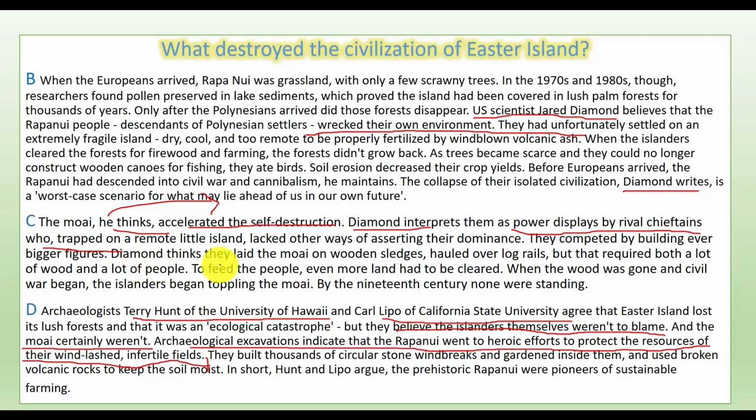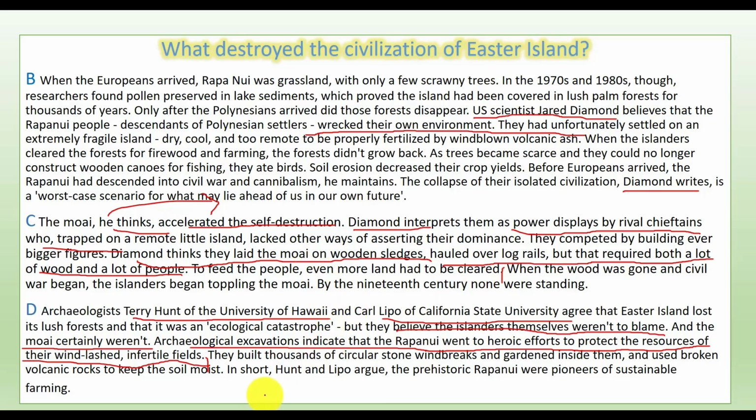Again, we have Diamond only in paragraph B and paragraph C, so it would be wise to first look at the viewpoints of Diamond and then go for the other two scientists. Diamond thinks they laid the Moai on wooden sledges, hauled over log rails, but that required both a lot of wood and a lot of people. It's about their transportation. To feed the people, even more land had to be cleared. Okay, that's enough. We don't have anything to look for in this paragraph.